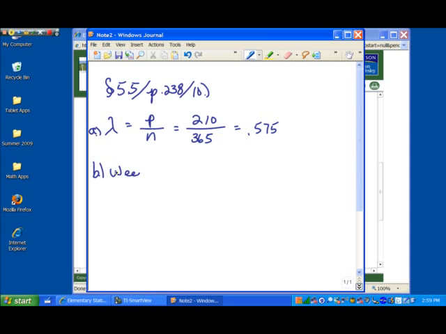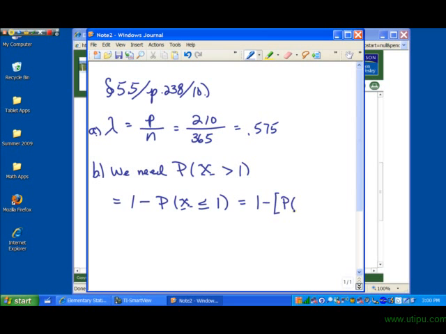So for part B, we need the probability that our Poisson random variable X is more than one. So another way to look at it is by the complement. We can compute one minus the probability that our Poisson random variable is less than or equal to one. So think of what that would be. That would be one minus the sum of the probability that the value is zero plus the probability that it is one.